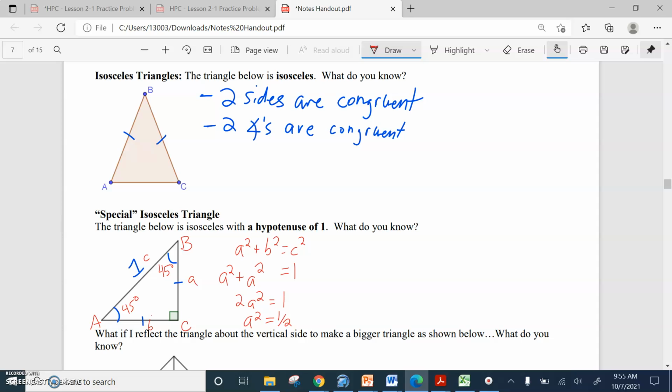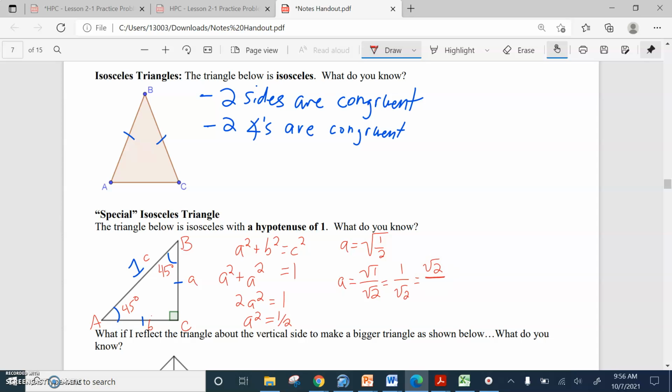I'm going to take the square root of both sides, and I'm going to say a is equal to the square root of a half. Now, the rules of square roots and fractions say that a is also equal to the square root of the top divided by the square root of the bottom. Well, the square root of 1 is 1, and the square root of 2 is the square root of 2. Now, we can write that in a simpler form.